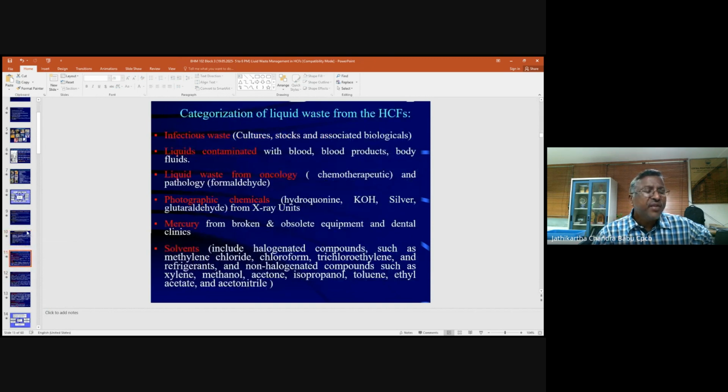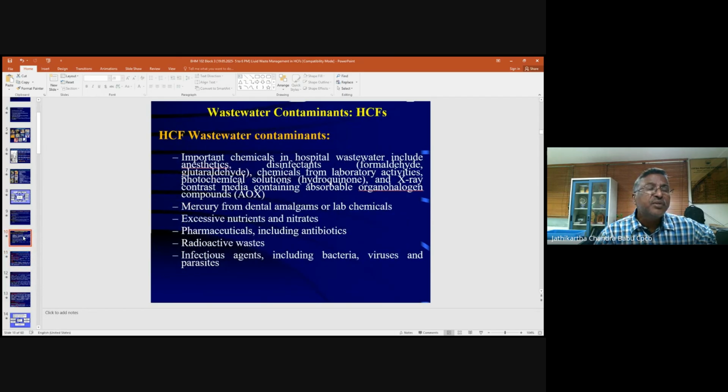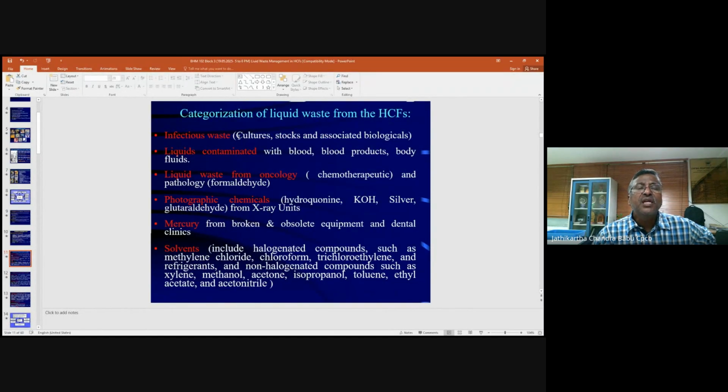Therefore, the wastewater generated from the hospitals cannot be discharged directly. This wastewater has to be treated properly to ensure it meets the discharge norms before you discharge into the environment. Infected waste may include cultures, stocks, and associated biologicals, liquid contaminated with blood products, body fluids, and liquid waste from oncology like chemotherapeutics and pathology like formaldehyde. The photographic chemicals can be expected from X-ray units, and mercury from broken obsolete equipment and dental clinics.